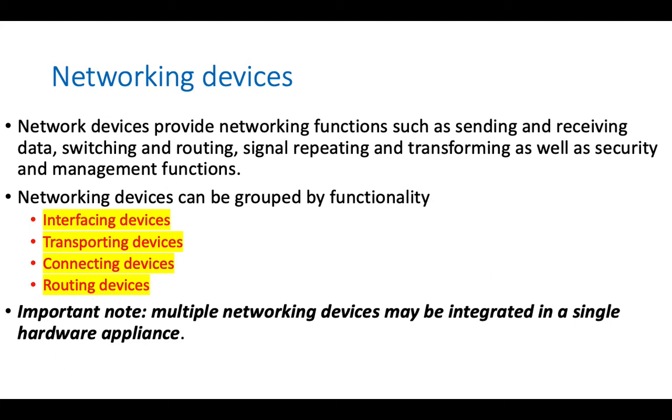Transporting devices, connecting devices, and routing devices. Let's go with the routing devices because the routing device is the easiest part. Routing devices involve routers and layer 3 switches. Do we have other switches? We have what we call layer 2 switches. And layer 2 are not routable. Layer 3 only works as a router and switch.